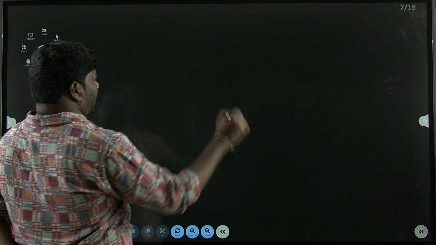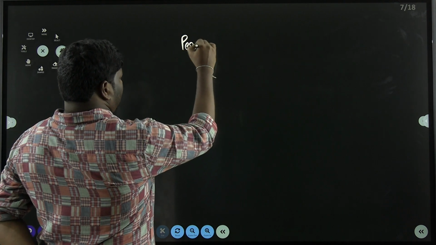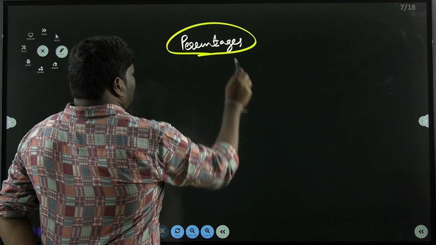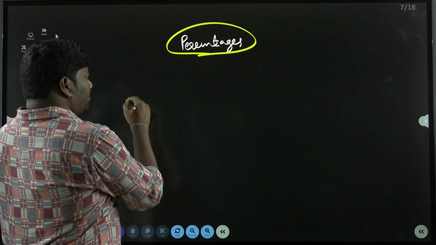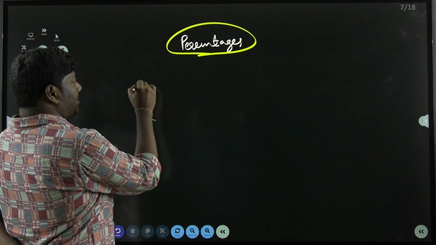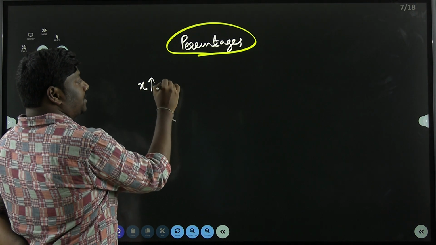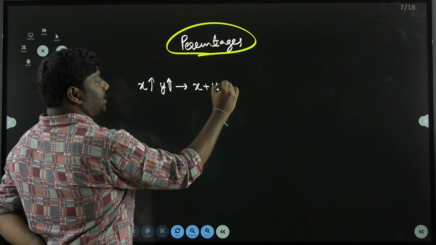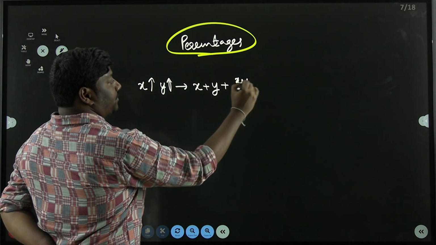When it comes to percentages, first you should know how to increase and decrease percentages. Like x% increase followed by y% increase. The basic formula is x plus y plus xy by 100.